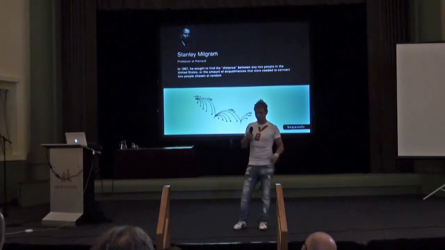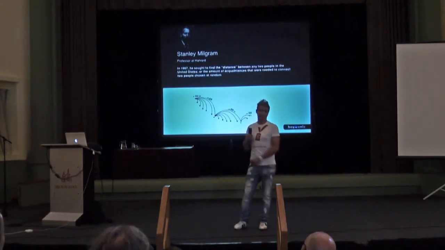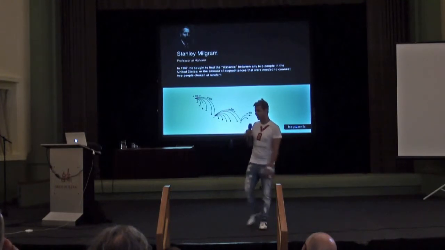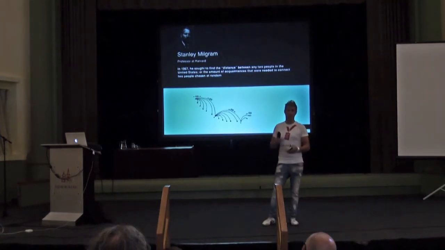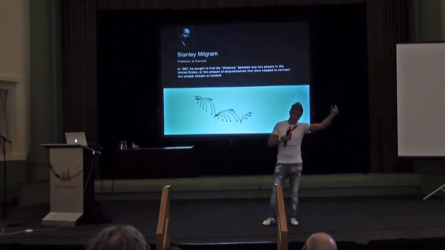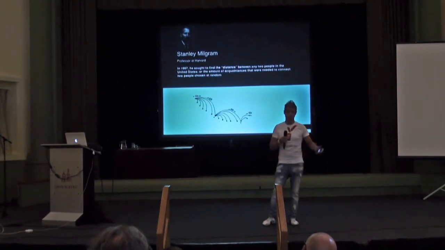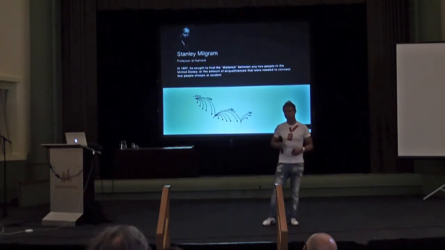And he chose randomly a destination person, and he chose randomly some people that he didn't know in the other starting town. And he sent them a letter to say, hey, send this letter to this guy in that faraway town. If you really know him, just send it straight. If you don't, send it to an acquaintance that you think may be closer to him.